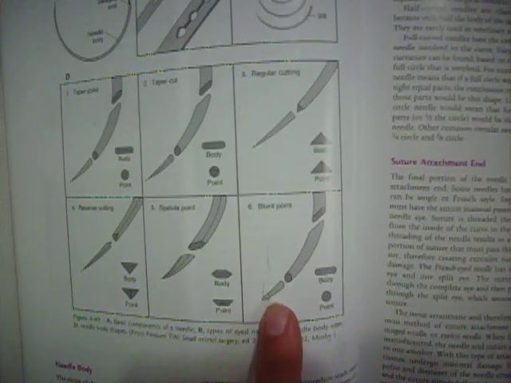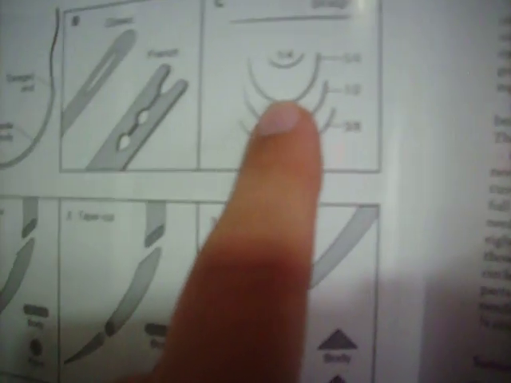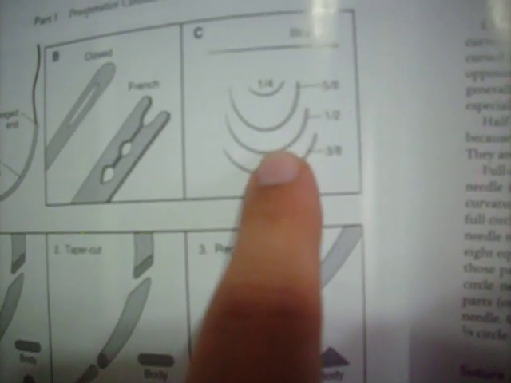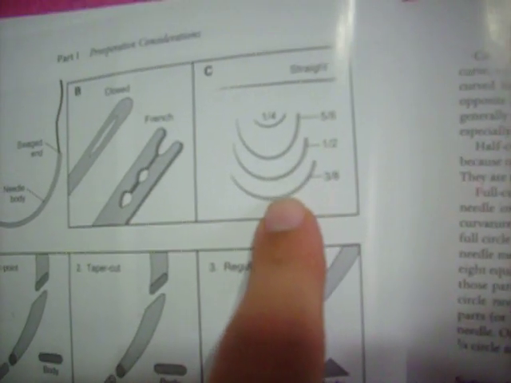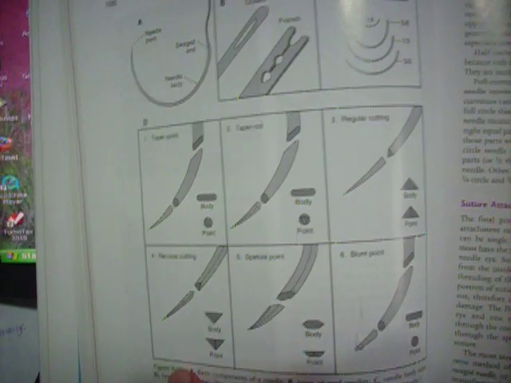And the sizes of the needles come in 1/4, 5/8, 3/8, and then a half, which I missed right there. So 1/4, 5/8, a half, and 3/8, and those are the sizes of the needles, and some examples of needles and the uses that they can be used for.